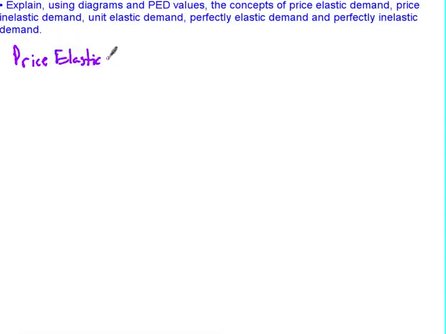All right, so if a product is elastic, remember it has a value of what? It's greater than 1. And so an example of that would be, we'll do this, the percent change in the quantity demanded over the percent change in the price. And so to get this value greater than 1, this might be 30, and this might be negative 10.